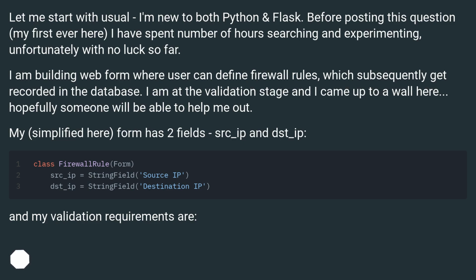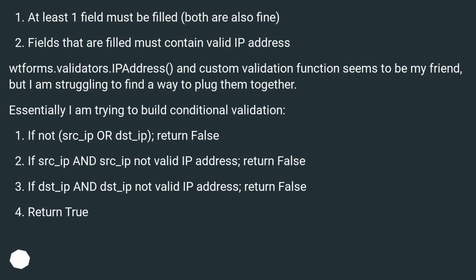And my validation requirements are: at least one field must be filled, both is also fine. Fields that are filled must contain a valid IP address. wtforms.validators.IPAddress and a custom validation function seem to be my friends, but I am struggling to find a way to plug them together. Essentially I am trying to build conditional validation.